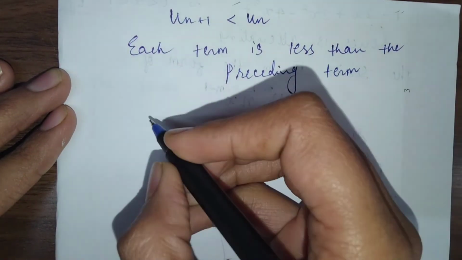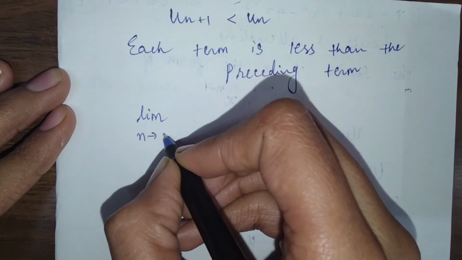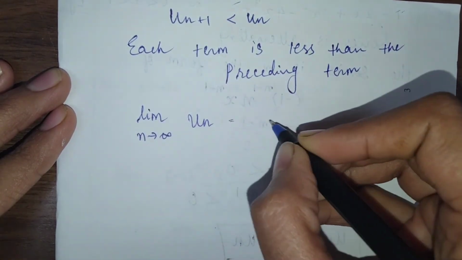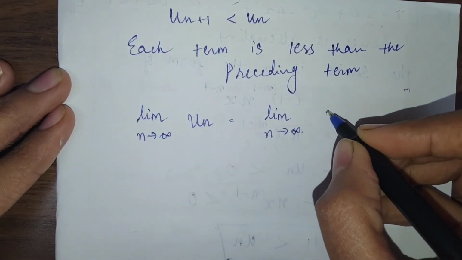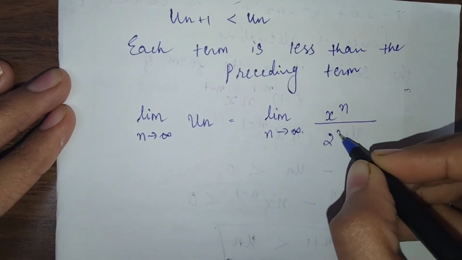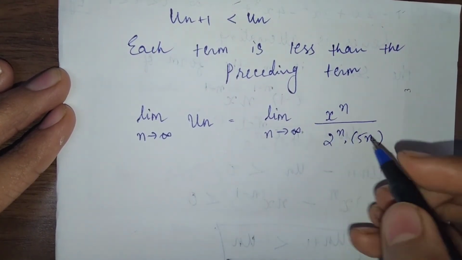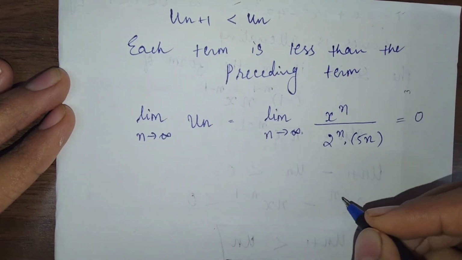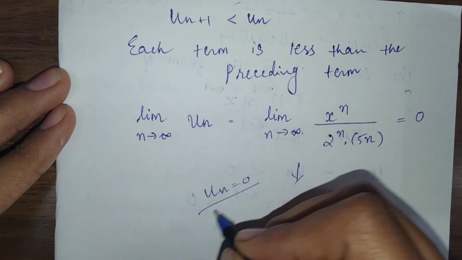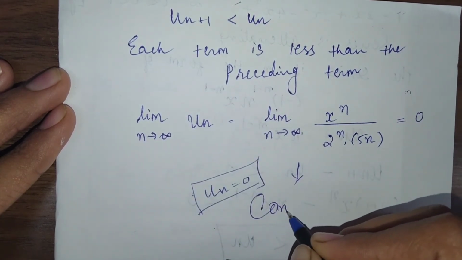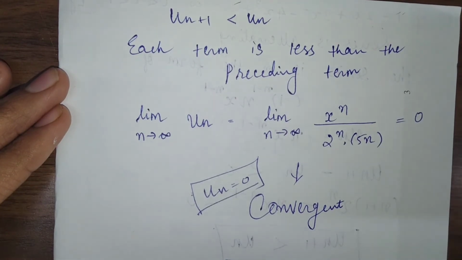Then we will find the second step, that is limit n tends to infinity of un. So limit n tends to infinity of un is x raised to n by 2 raised to n into 5n, and whenever we put the limit, we will get answer 0, and as we got un equal to 0, the answer will be convergent. Okay, so the given series is convergent.